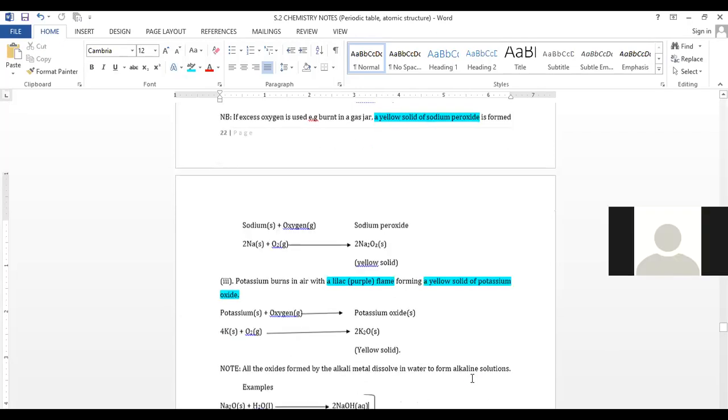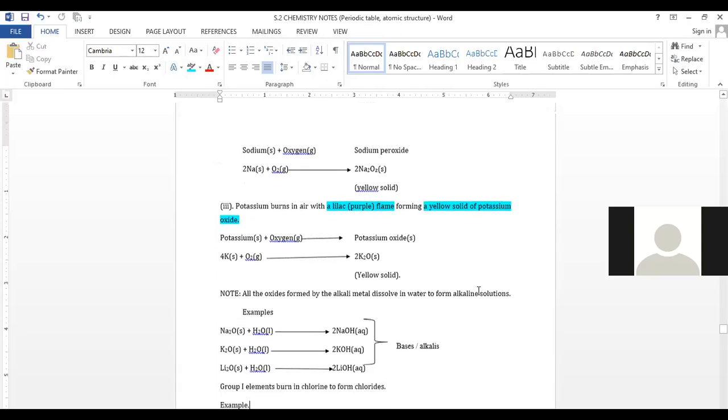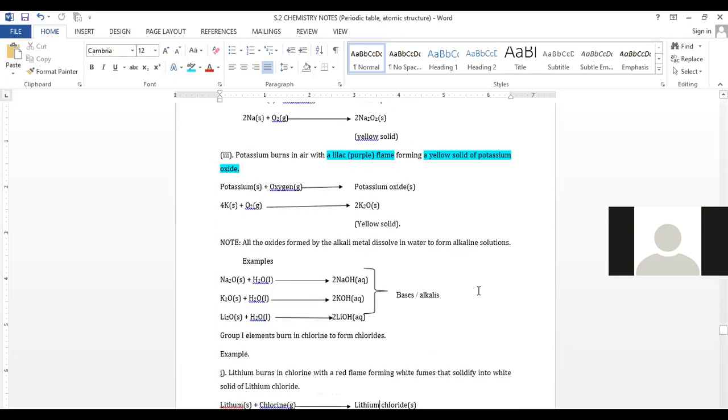And lastly, for potassium, the same story. Potassium burns in air, forming potassium oxide, with a lilac flame. But when there is enough oxygen, we form potassium peroxide. So I need you to go back to senior one, oxygen combustion. Revise these experiments, make sure that you get them well, so that by the time you continue moving, you're sure of what we are making.